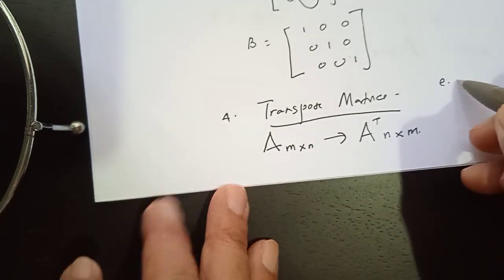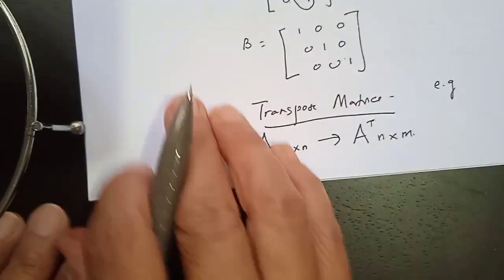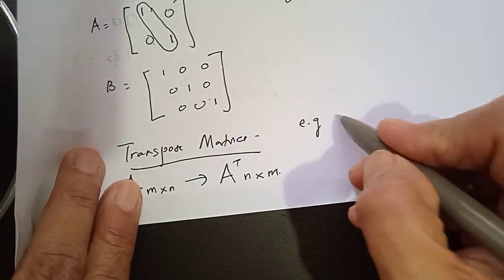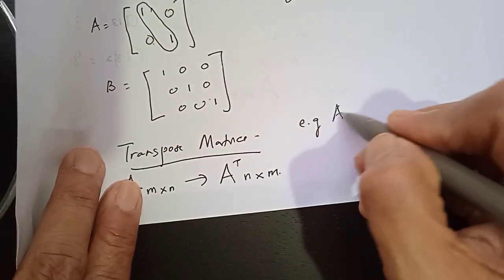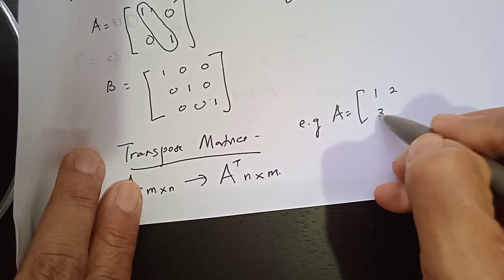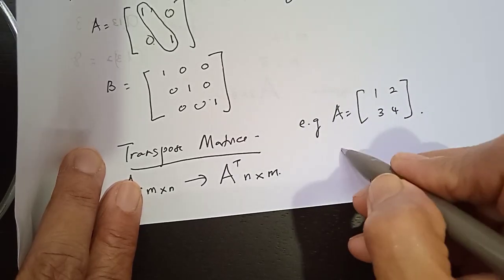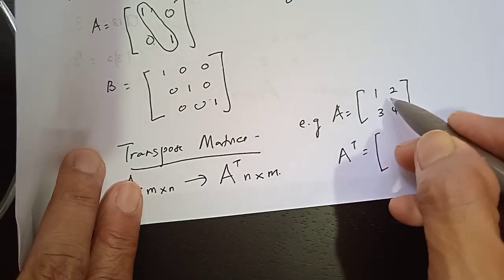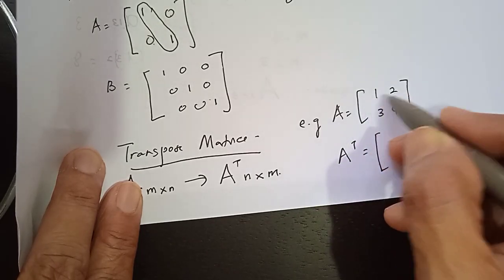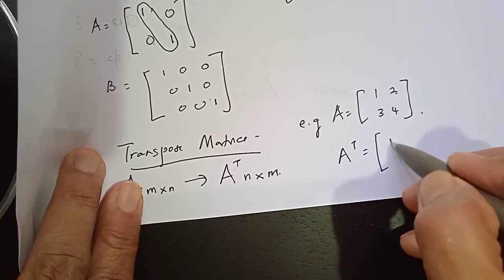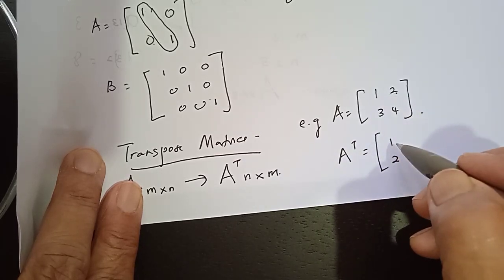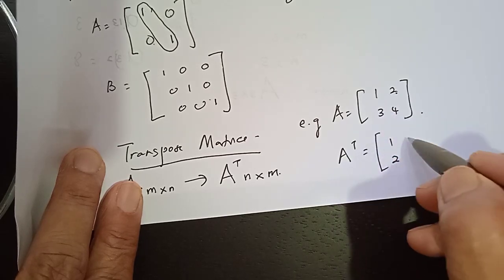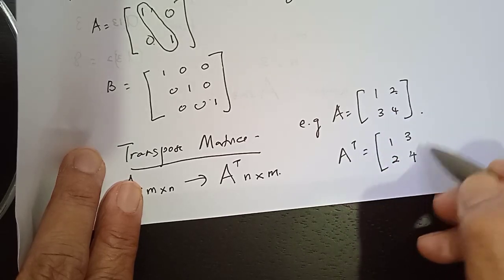Okay, example. A is given by 1, 2, 3, 4. So A transpose is: row becomes column, column becomes row. Row number 1, which is 1 and 2, becomes column number 1, which is 1 and 2. We arrange it in a column. Okay, 3 and 4 become column number 2, 3 and 4, like this.